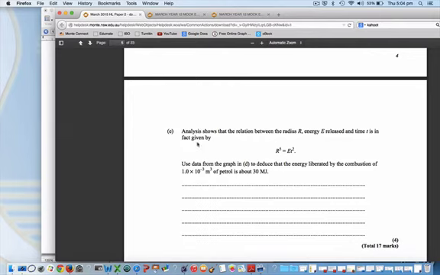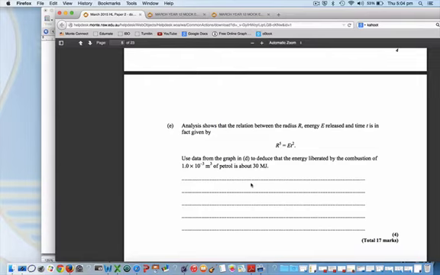E, analysis shows that the relation between the radius r, energy E released, and time t is in fact given by r to the power of 5 equals E t squared. Use data from the graph in D to deduce that the energy liberated by the combustion of 1 times 10 to the power of minus 3 cubic meters of petrol is about 30 megajoules. Okay, so 30 times 10 to the power of 6.